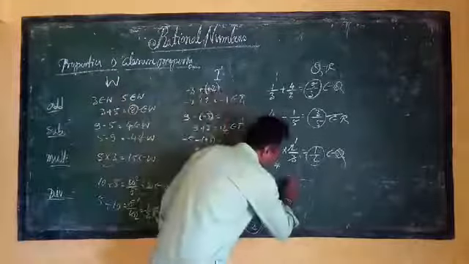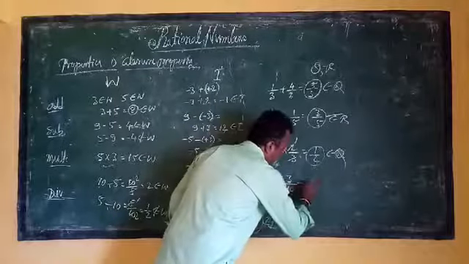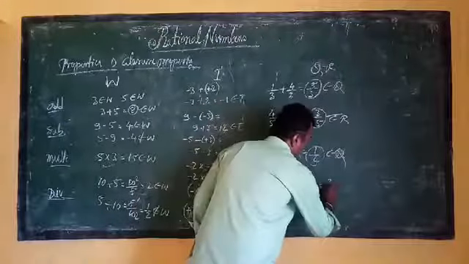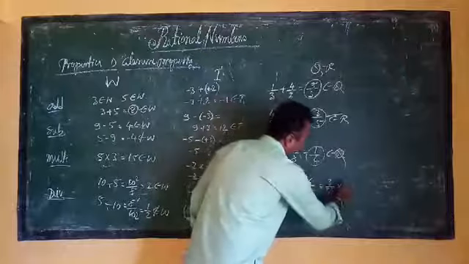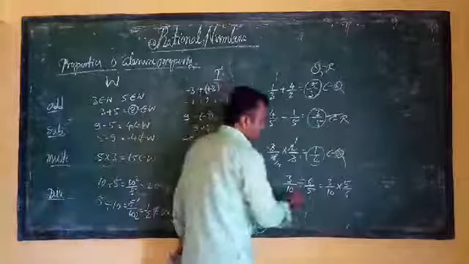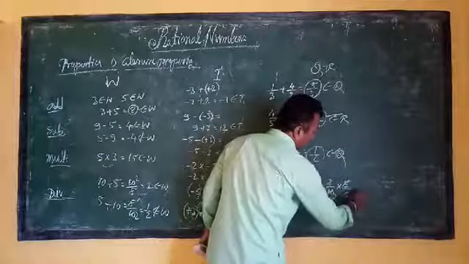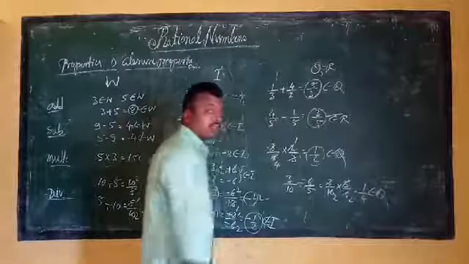The rational numbers, see, 3 by 10 divided by 6 by 5. See, students, 3 by 10 divided by 6 by 5 becomes 3 by 10 into 5 by 6, because of the reciprocal. So in the fractions, 5 ones are 5, 5 twos are 10, 3 ones are 3, 3 twos are 6, it becomes 1 by 4, and 1 by 4 belongs to the rational numbers.